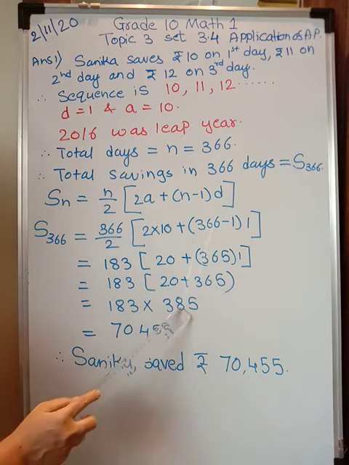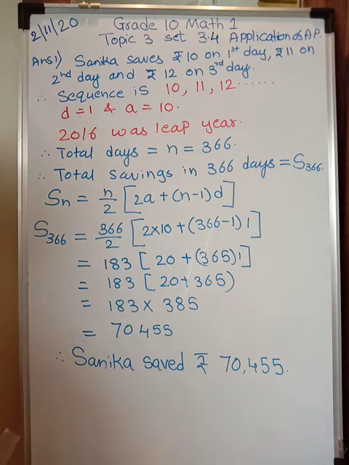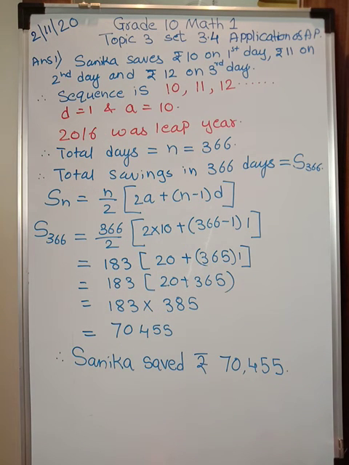If you carry out this multiplication, you get 70,455. So Sanika saved rupees 70,455. Each day she was increasing 1 rupee than the earlier day. Alright? Okay? I think it is clear. You may pause the video and take down all the steps.